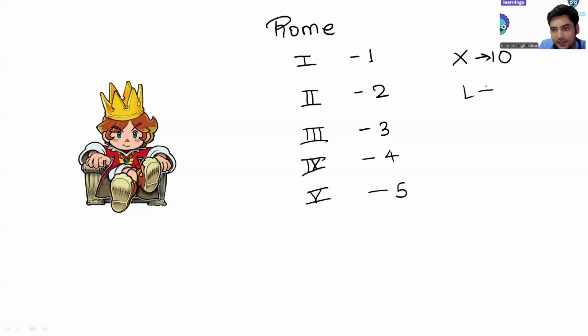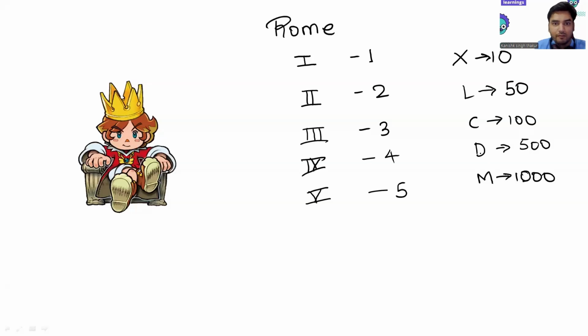Then L is written for 50. C is written for 100, and D is written for 500, and M is written for 1000. They are not at all used here. Only somewhere in marking and all you may see them. Yeah. So this is what happened.